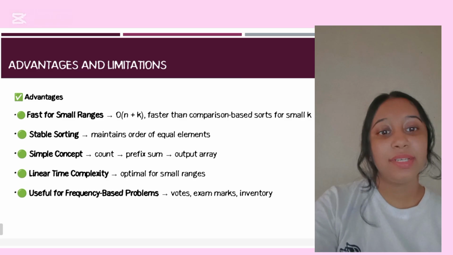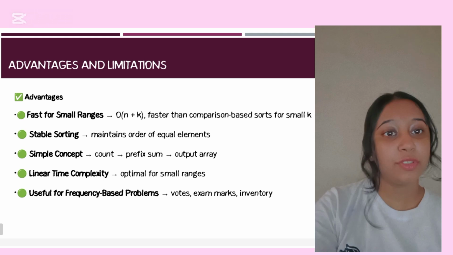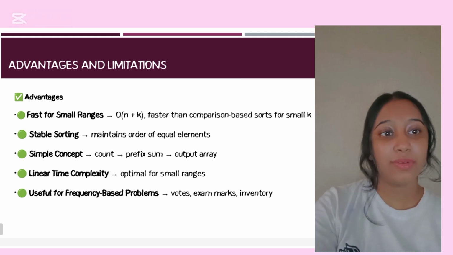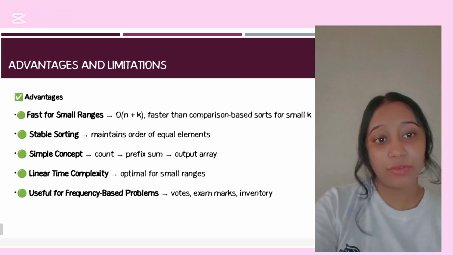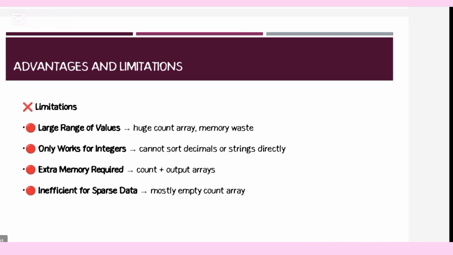The third one is simple concept. The algorithm is easy to understand: count, compute prefix sum, build the output array. The fourth one is linear time complexity. For a small range, counting sort effectively sorts in linear time, which is optimal for many applications. The fifth one is useful for frequency-based problems. It's excellent for problems like counting words, exam marks, inventory quantities, where frequencies matter.